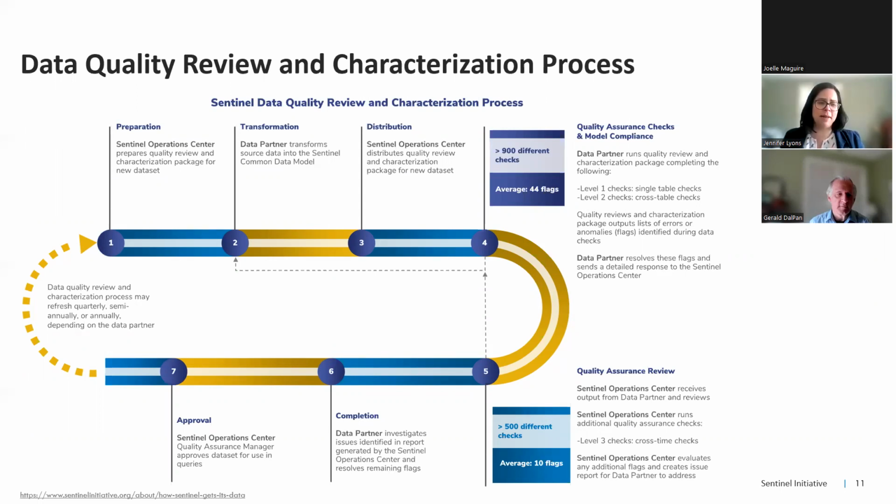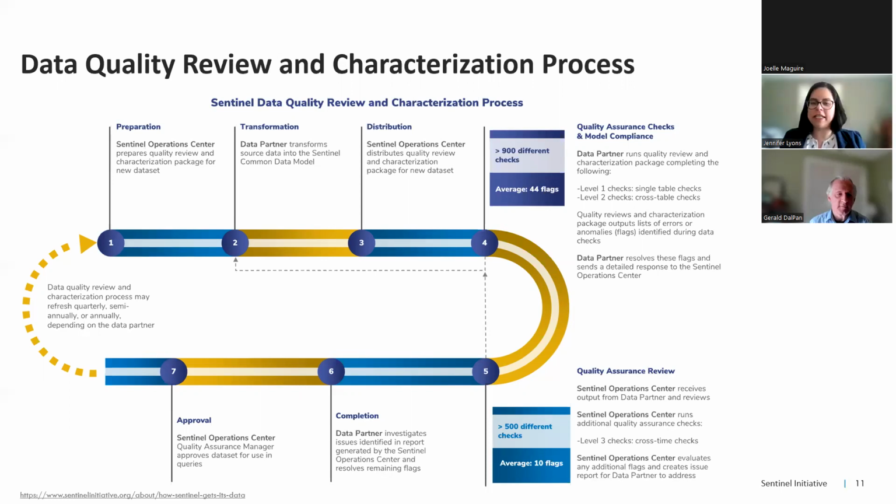So starting here at step 1, the preparation phase, we at the Sentinel Operations Center will develop our QA package. Essentially, this is a set of computer programs that the data partners run every time they update their Sentinel data. Updates occur at a range of frequencies, some annually, some quarterly, and every time the data partners update, they run a set of packages to check the data. And we work with them through the process to ensure the new data are meeting our expectations.